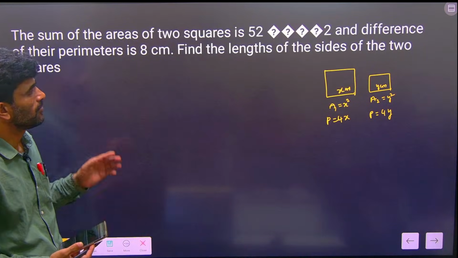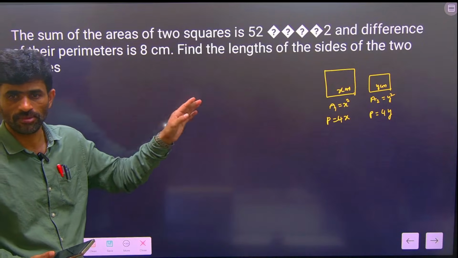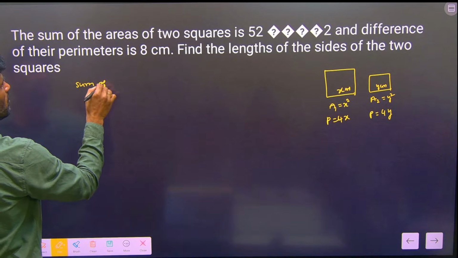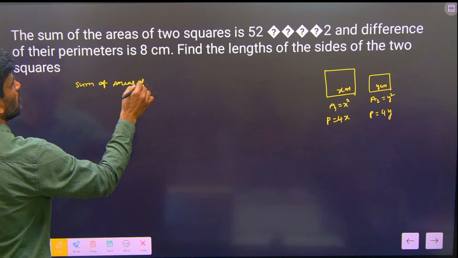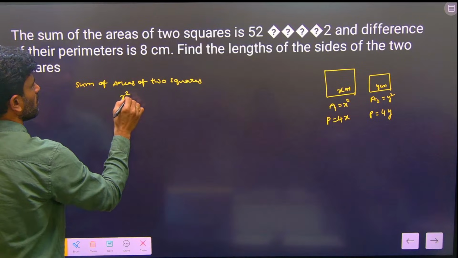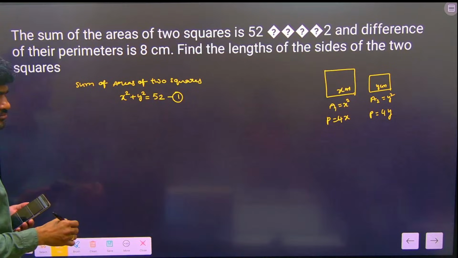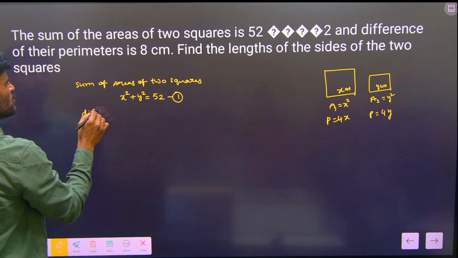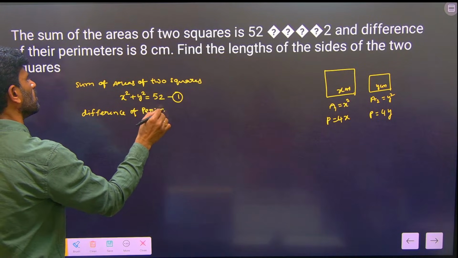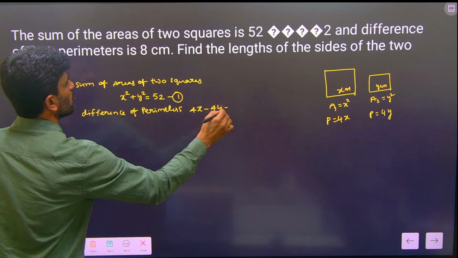First we have to write, let the side of the first square be x units. Side of the second square be y units. They have given the sum of areas of two squares, which is x square plus y square is equal to 52. Equation 1. Difference of perimeters: 4x minus 4y is equal to 8.